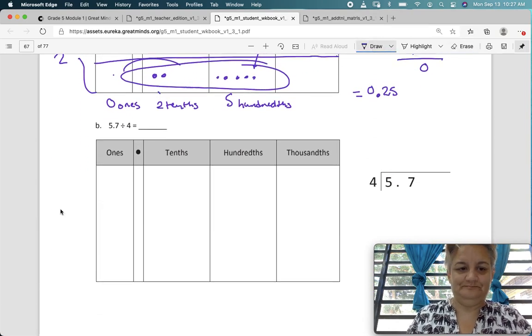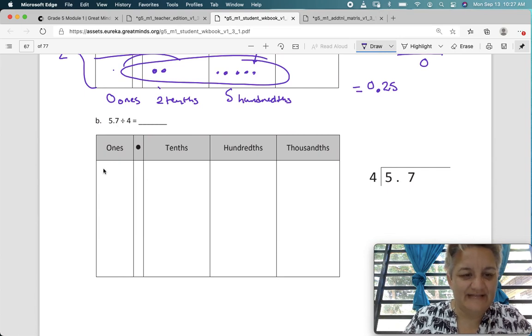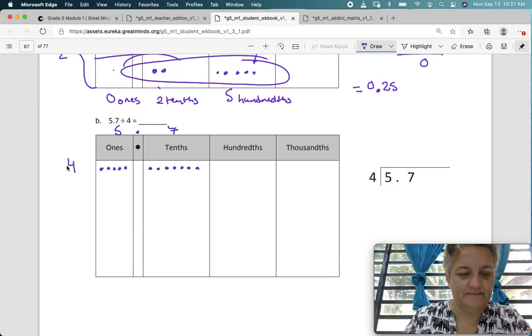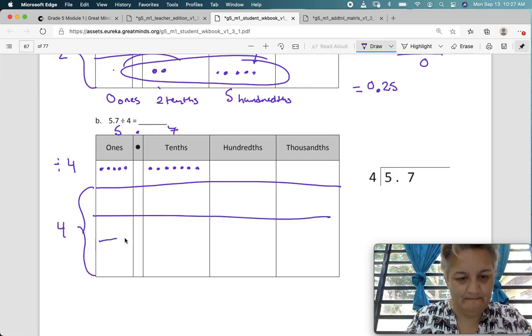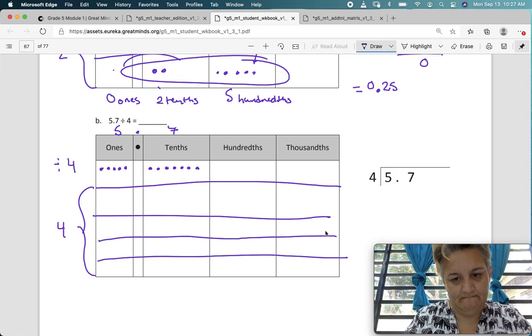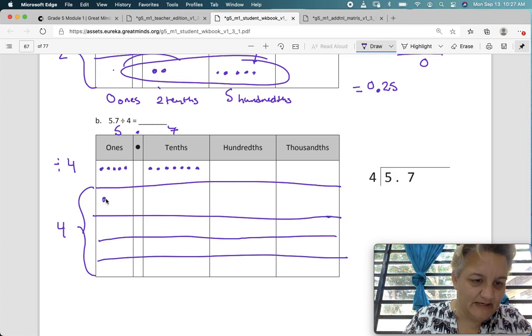Okay, next one. 5 ones and 7 tenths. So I'm going to draw those in. 1, 2, 3, 4, 5, and 7 tenths, 1, 2, 3, 4, 5, 6, 7. So 5 ones and 7 tenths, and I'm dividing by 4. 4 goes into these ones, so I need to make 4 rows. This one's going here, this one here, this one here, and this one here.